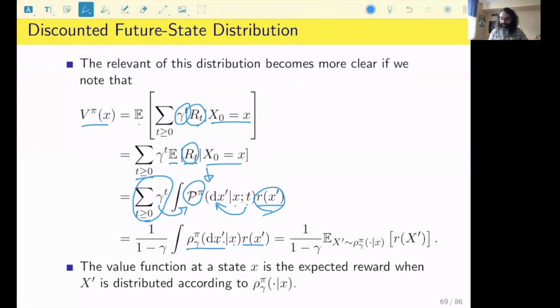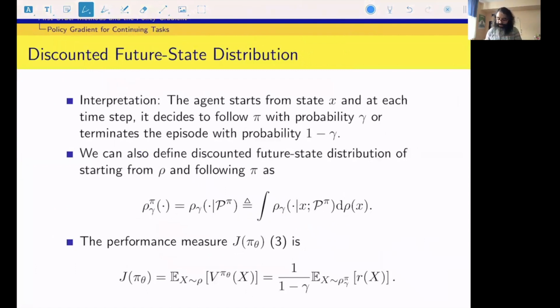If I write this in the form of an expectation, it means that the value function at state x is the expectation of rewards when the random variable x prime comes from this discounted future state distribution. And for normalization, I have to have 1 divided by 1 minus gamma too. So this is nothing strange. It's essentially saying that the value function is like an average reward, but where x comes from this discounted future state distribution. Here, what I had is the discounted future state distribution when I started from a single state x.